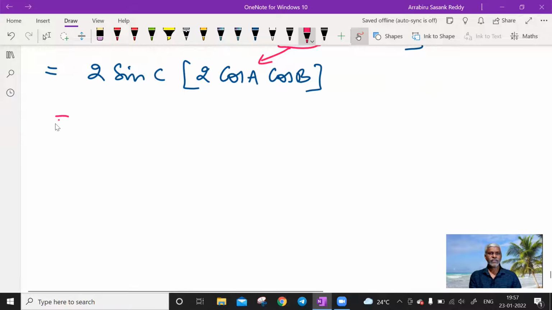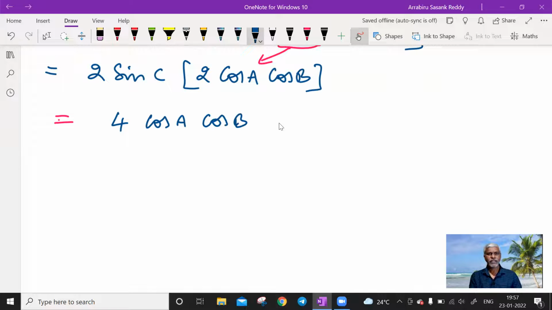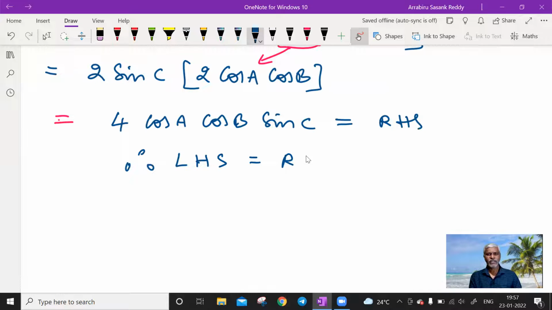So this is equal to 2 into 2, 4. Writing the angles in order: cos A, cos B and sin C. So this is the required right-hand side. Therefore left-hand side is equal to right-hand side. Hence it is proved. Now let us take up the third bit also.